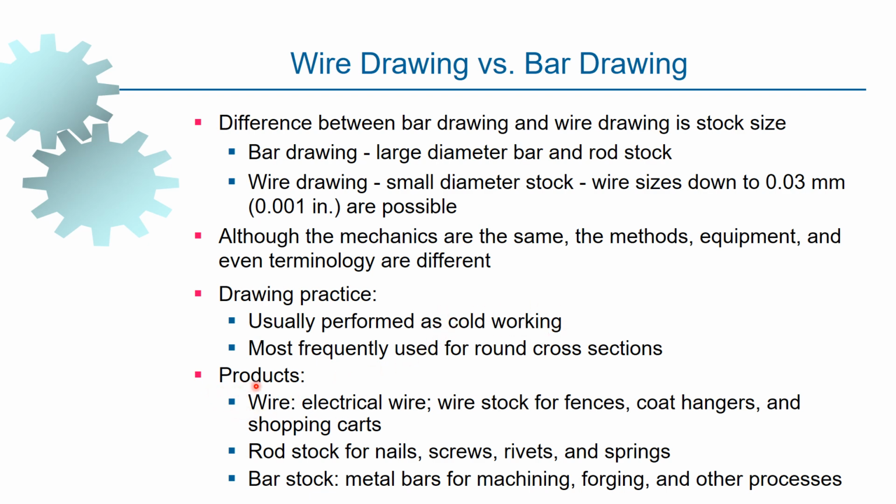So what kind of products can we produce using wire drawing and bar drawing? We can produce electrical wires, wire stock for fences, coat hangers and shopping carts. Using rod stocks we can produce nails, screws, rivets, springs, etc. Bar stocks can be used for producing metal bars for machining, forging and other processes.